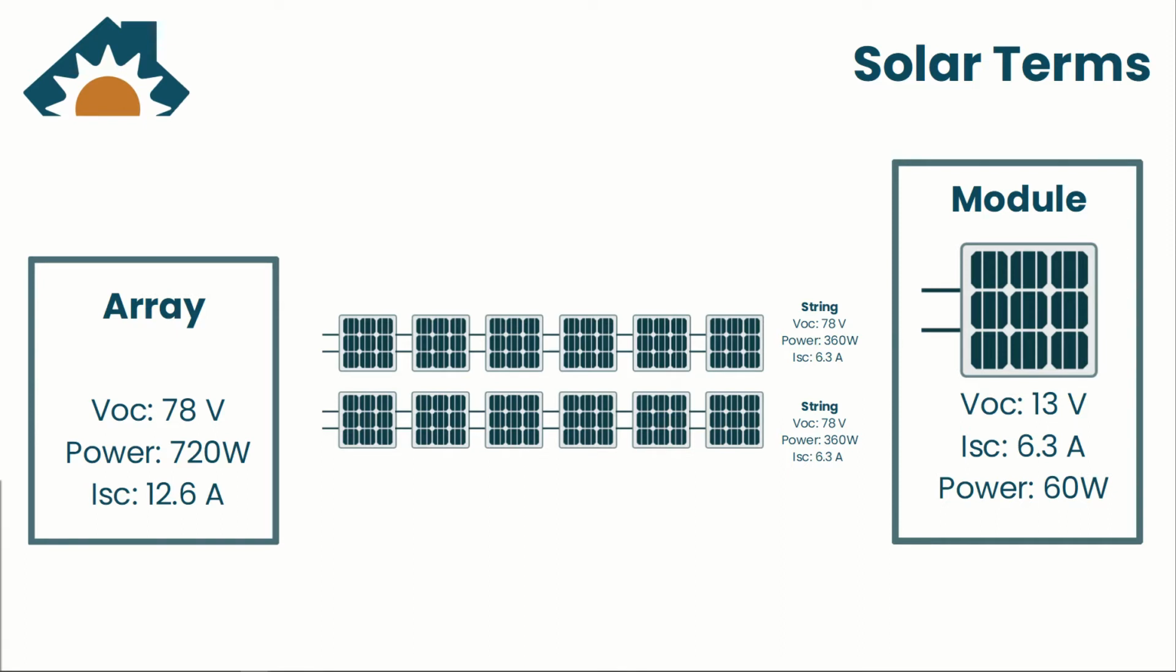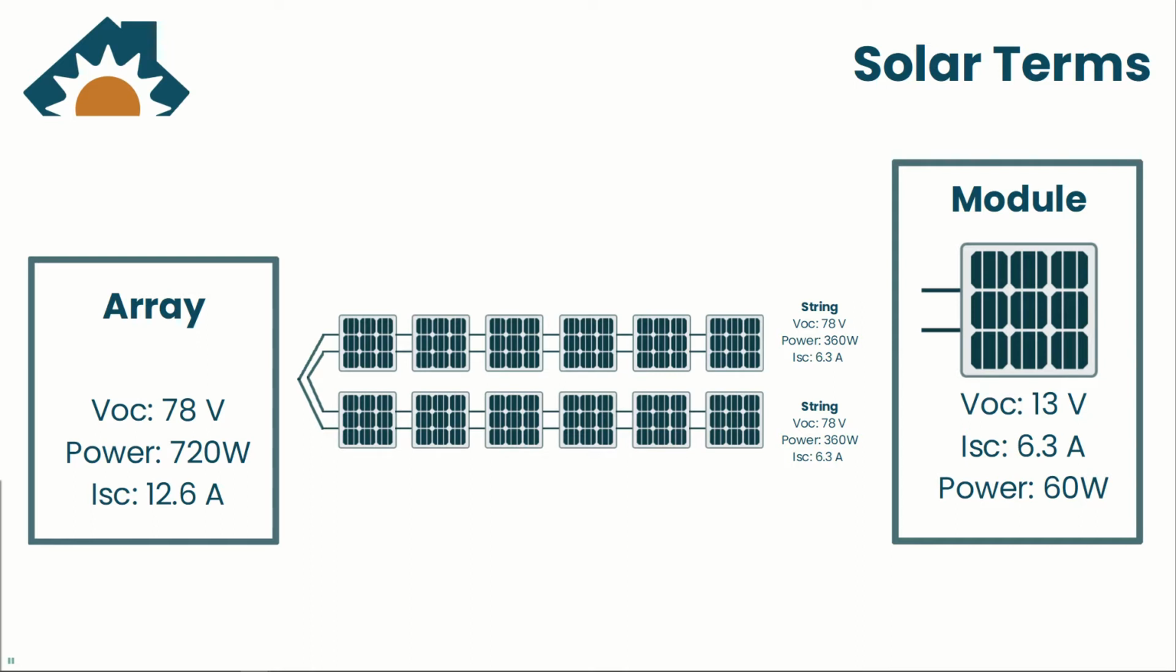Here we have a module with 13 volts open circuit and 60 watts each. A string of 6 modules will result in 78 volts and 360 watts, but the current remains 6.3 amps. Strings connected in parallel are connected along multiple paths, and each string should have the same voltage across it. The current through the connection is equal to the sum of the currents through each string.